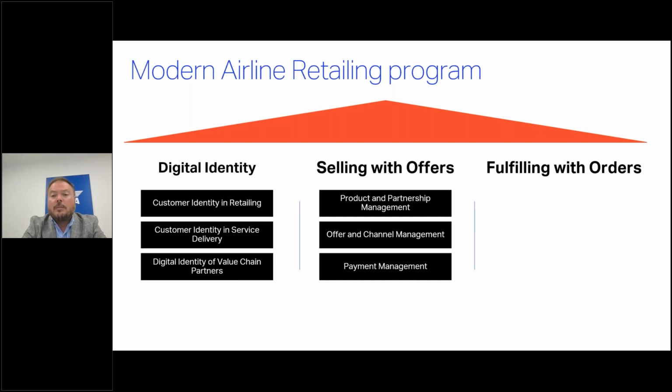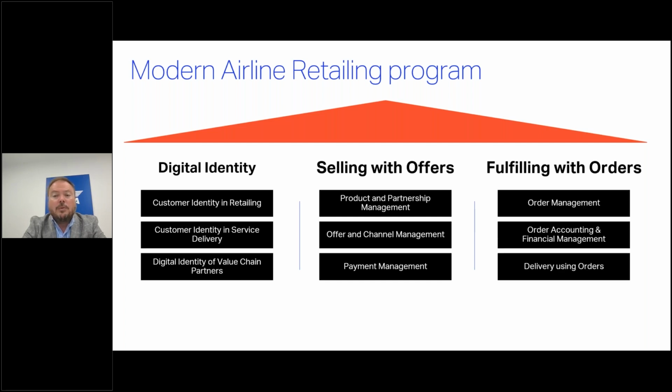And then finally, we're looking at fulfilling with orders. That entails order management, order accounting, and financial management in a broader sense, as well as delivery with orders. Now, this is the end-to-end scope from an airline perspective. However, there are some other pillars that constitute the MAR program.